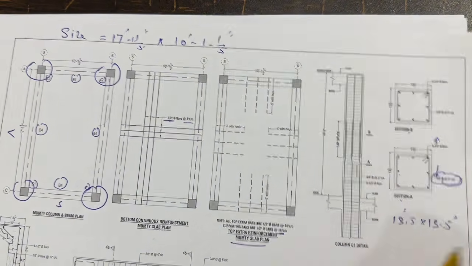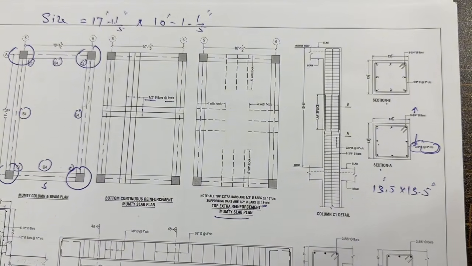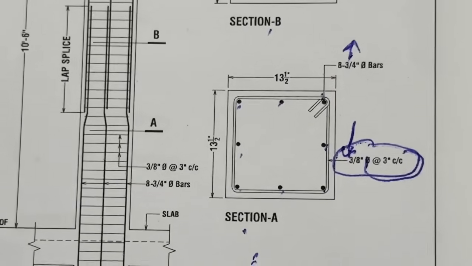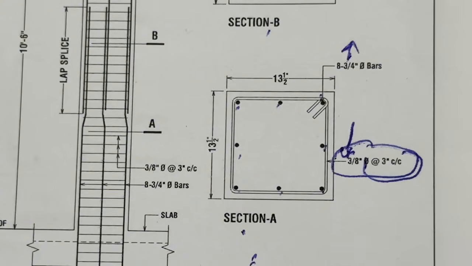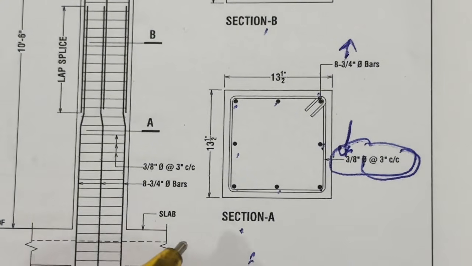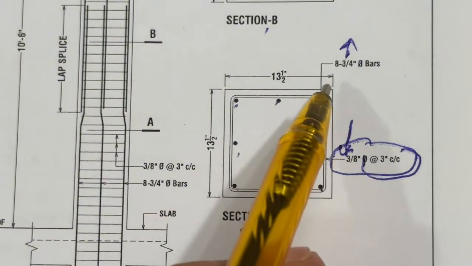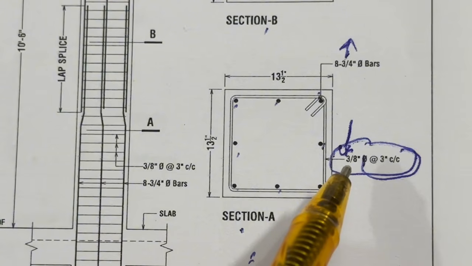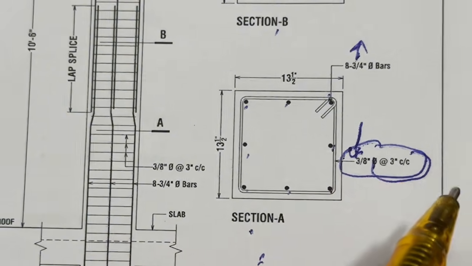Let me focus the camera for you, so you will know everything properly. Now guys, you can see here the size is 13 by 13 inches, a square column, and we have 8 bars with a diameter of 3/4 inch, and the 3 stirrups are 3/8 inch with a spacing of 3 inches.